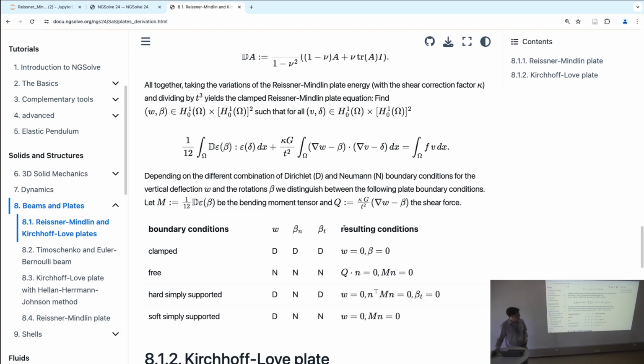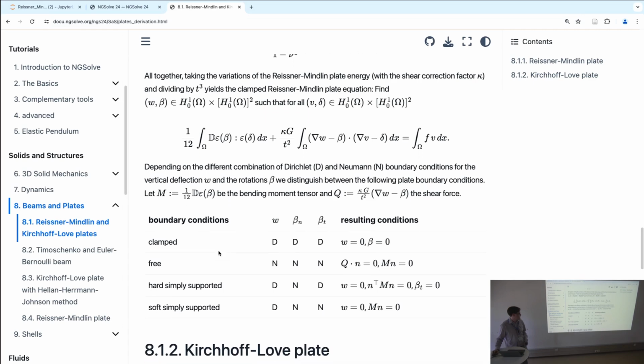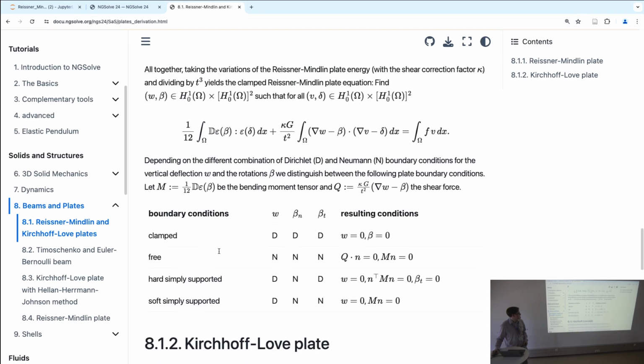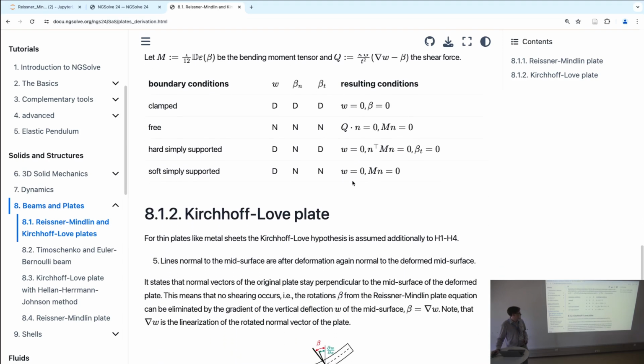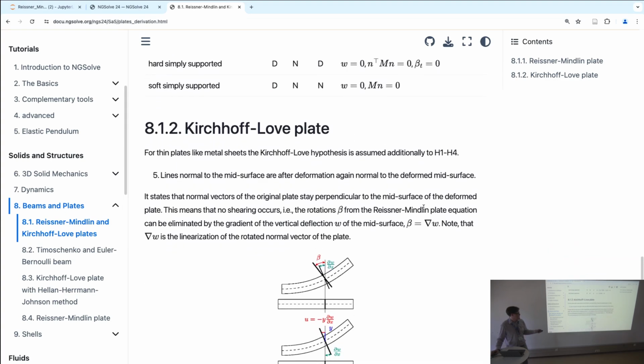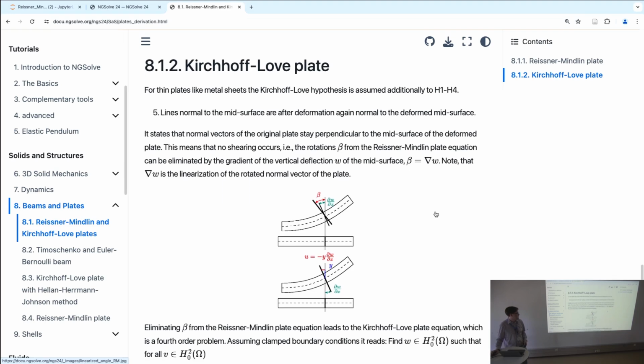And we can handle, of course, a lot of different boundary conditions: clamped, free, simply supported. And yeah, so this is the Reissner-Mindlin plate equation. We will look at it. And of course, one is interested in what happens if the thickness goes formally to 0, then we get another kind of plate model, which is the Kirchhoff-Love plate. So here we force that the rotations are exactly the gradient of the displacement field.